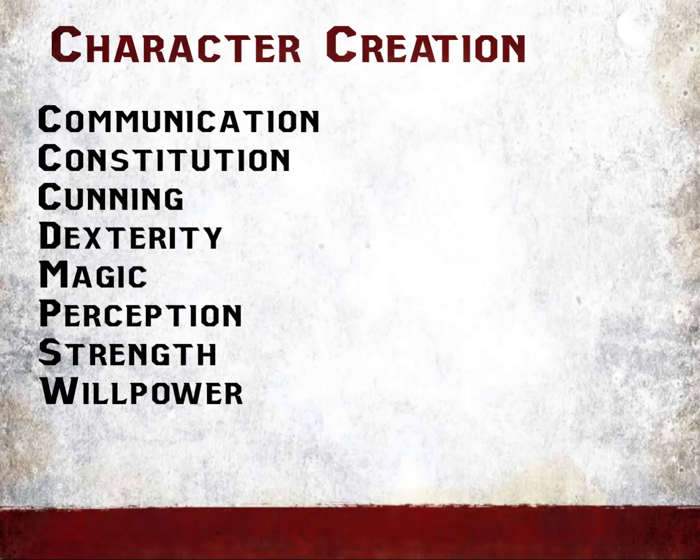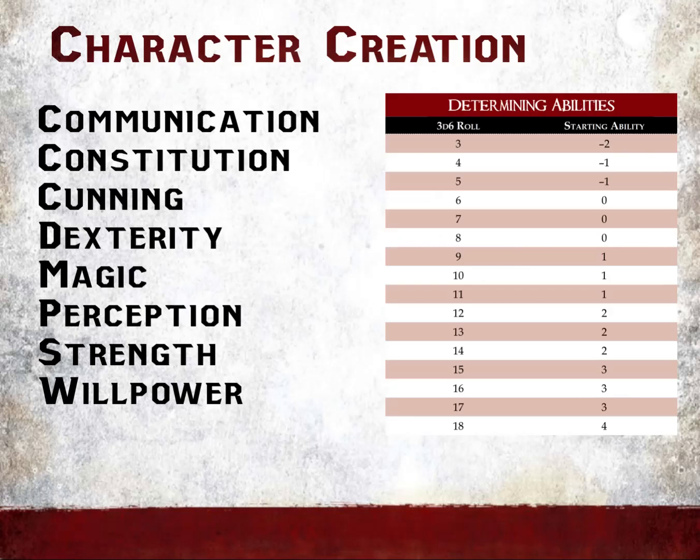Now there are 3 possible ways to determine your starting values. The first is to roll 3 six-sided dice, once for each of these abilities, and take the corresponding value from the random dice table. So, let's grab some dice and let's roll.